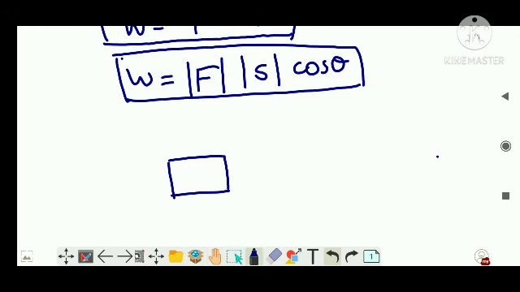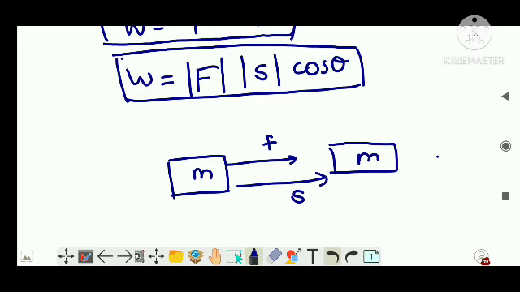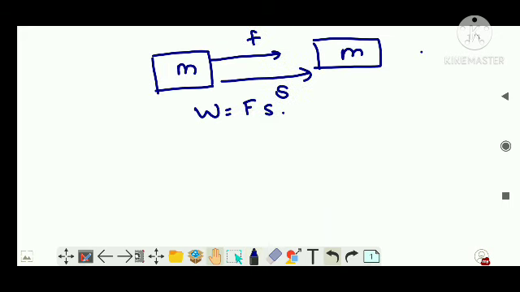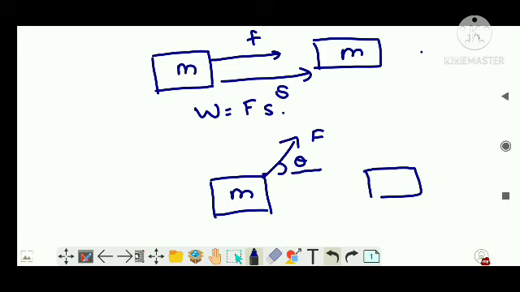Now, we'll start with the simple thing which you have learned in your 9th class. There is a block, let's say like this, M. You applied a force here so that it changed its position from here to here by a displacement S. You would write work done is equal to F into S. But see, the same can be changed here. Here there is a mass, there is a force applied at an angle theta, and the block moved here by displacement S itself.